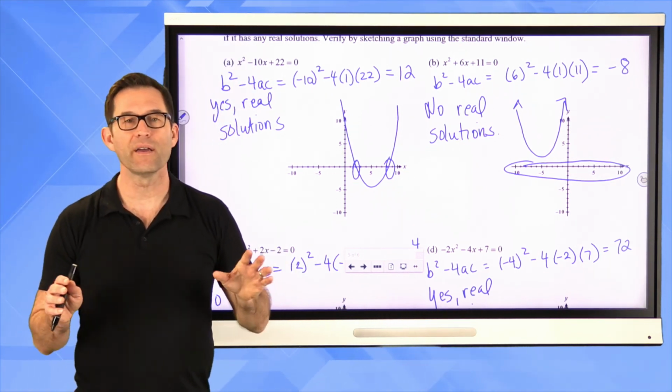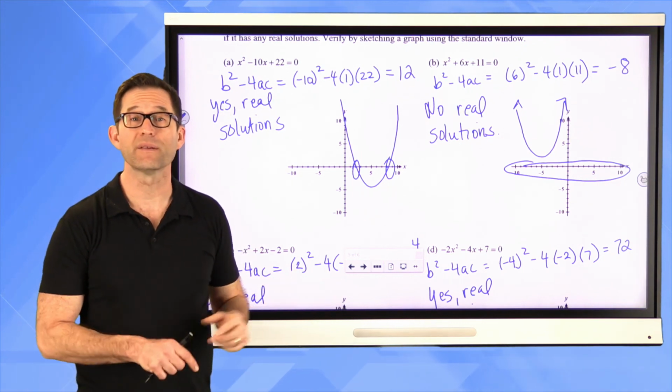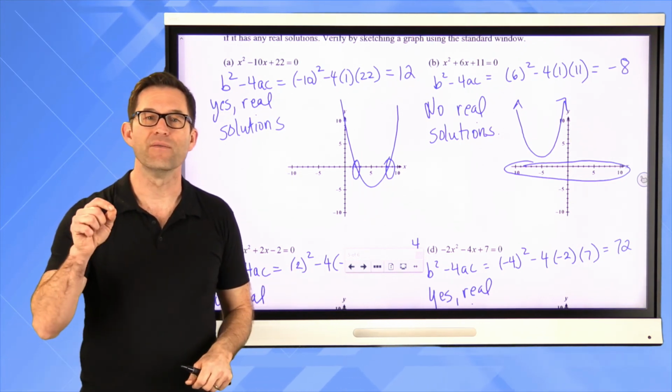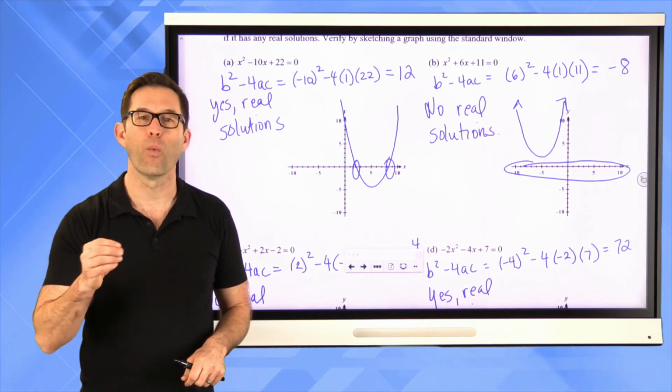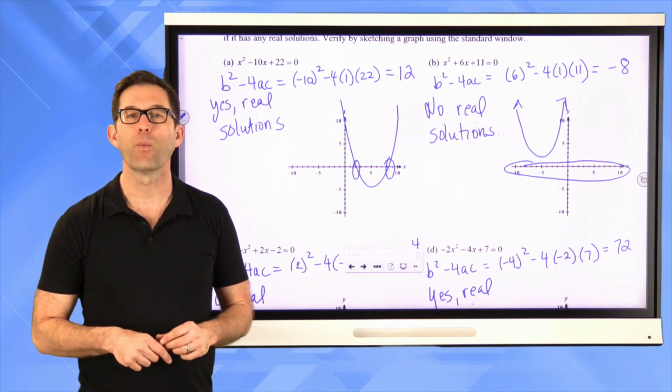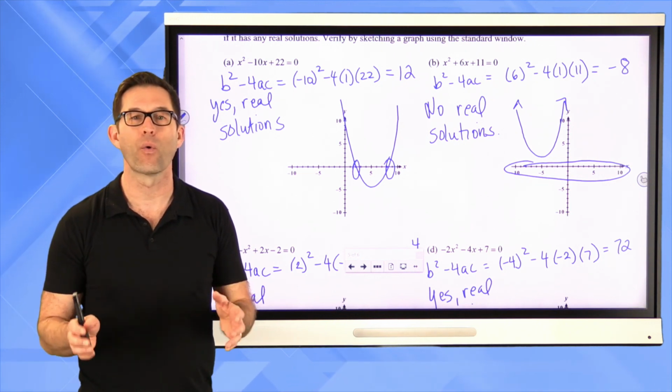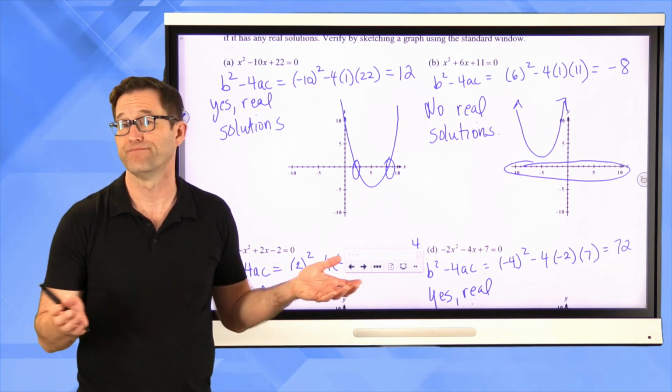So the idea though is that sure, we can see it graphically, but we can see it very easily with the quadratic formula if we simply examine what's underneath the square root and whether or not that quantity is negative or non-negative. That's it.